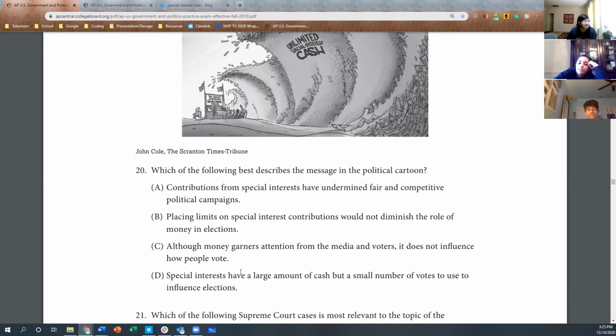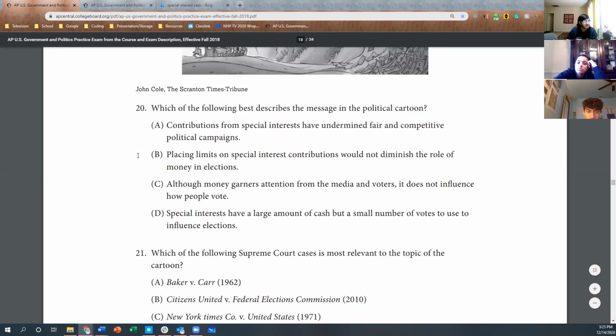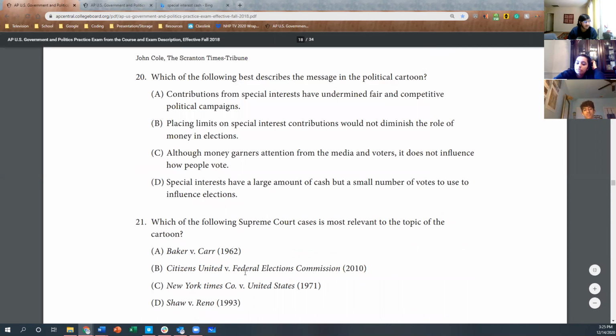Special interests have a large amount of cash but a small number of votes. No, I think it's A. Yeah, and we said that it was Citizens United v. FEC, because the other ones don't make sense. These two had to do with elections and gerrymandering and apportionment, and this one had to do with prior restraint.